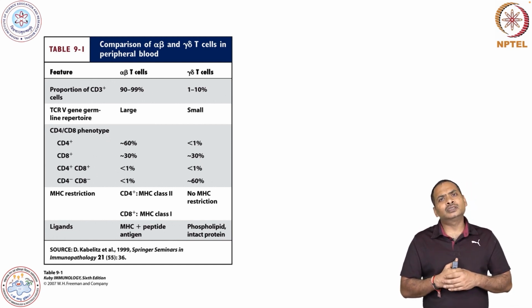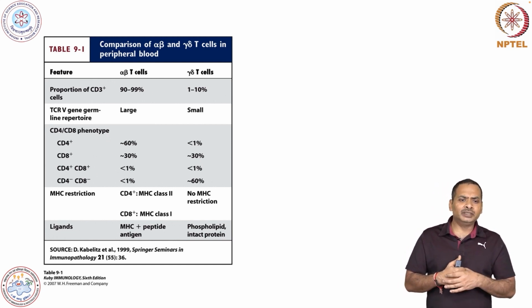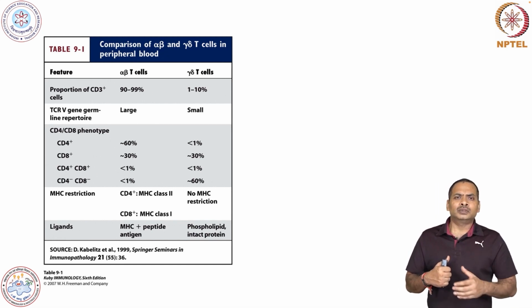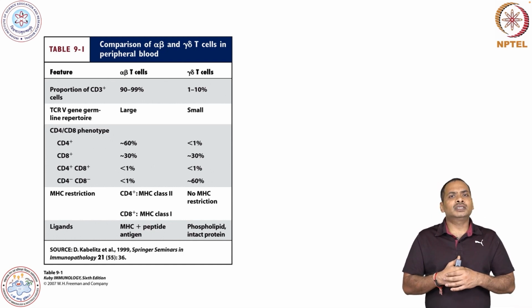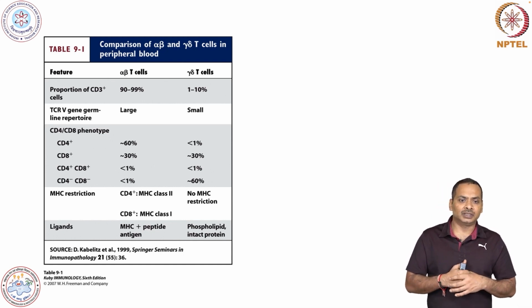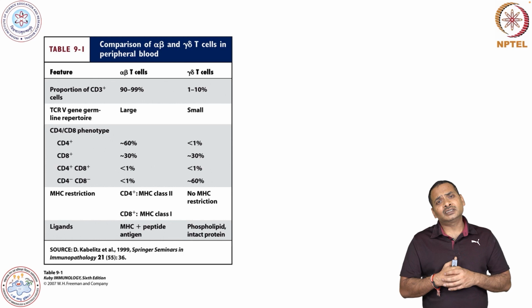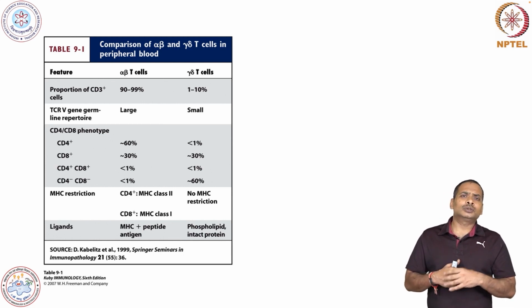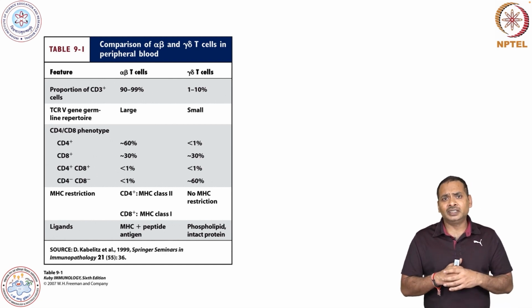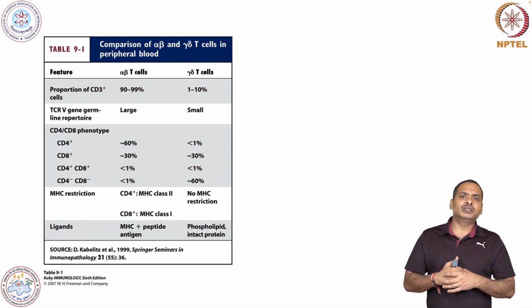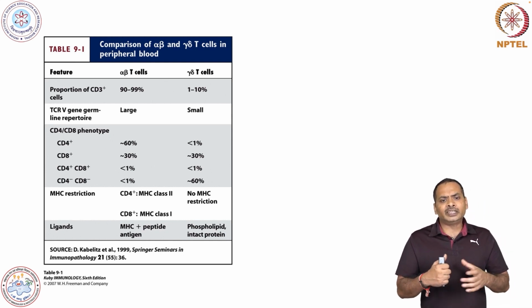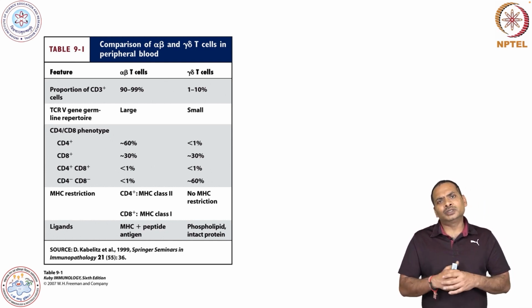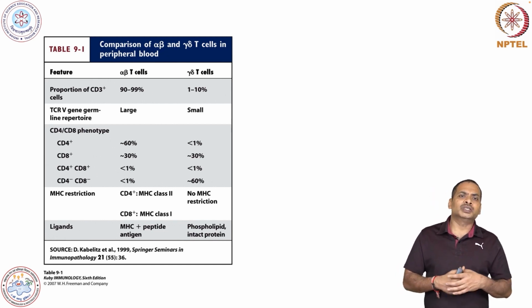Ligands, in the case of T cells, it will be a protein, which after processing will make a peptide, and this will be seen by the TCR CD3 complex. Okay. But in the case of gamma delta T cells, as I have told you earlier also, this basically recognizes non-conventional antigens like phospholipids, okay, or some lipid derivatives. Okay. Intact protein is also there, in very few cases. Okay.